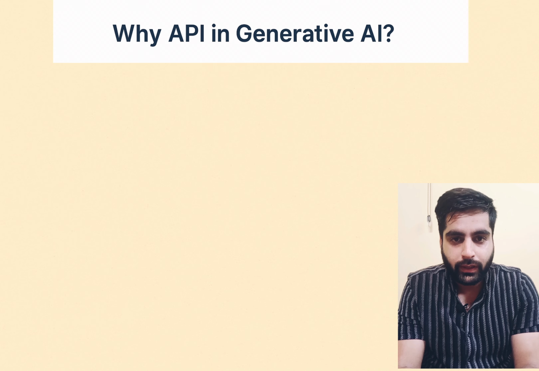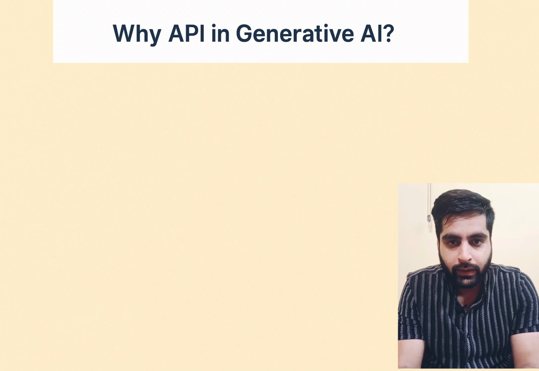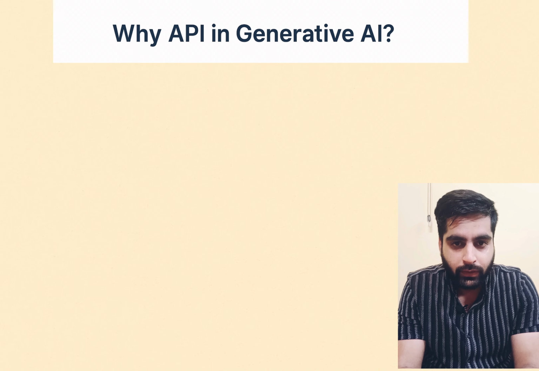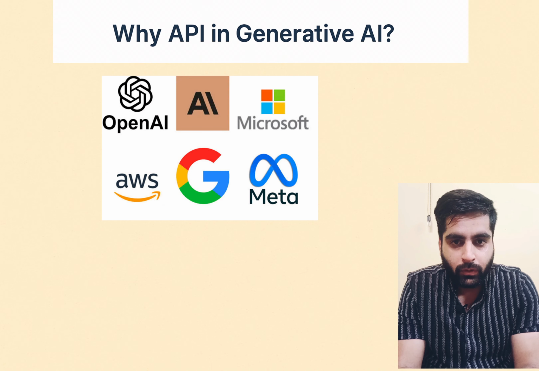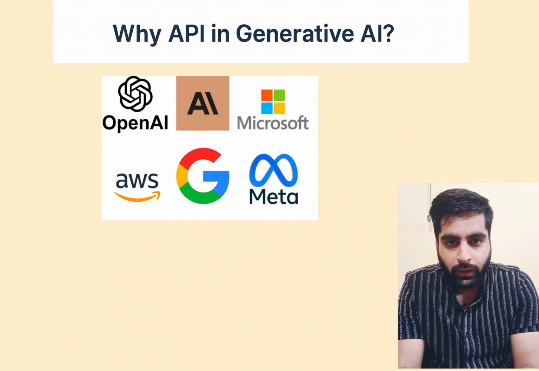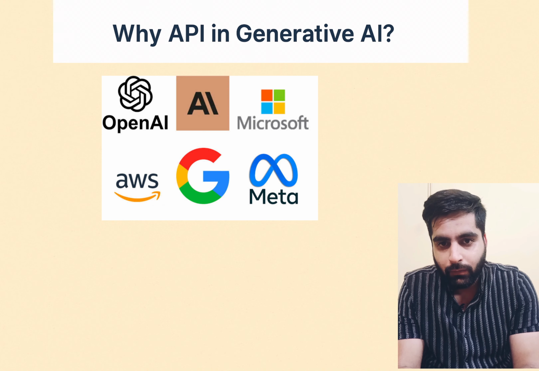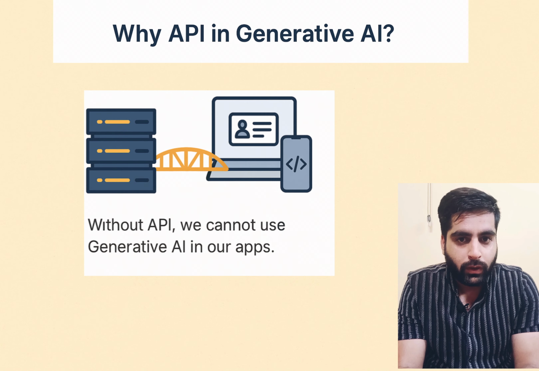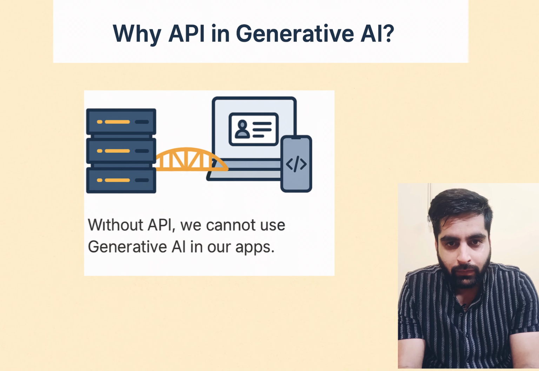So this was all. Now the question that comes to our mind is why we require API in generative AI. The answer to this question is that various companies like Facebook, Google, OpenAI, Microsoft have built some models and they are very big. They cannot work on small laptops and mobile phones. So to access those models, we require an API. Companies have hosted those models on very big servers.